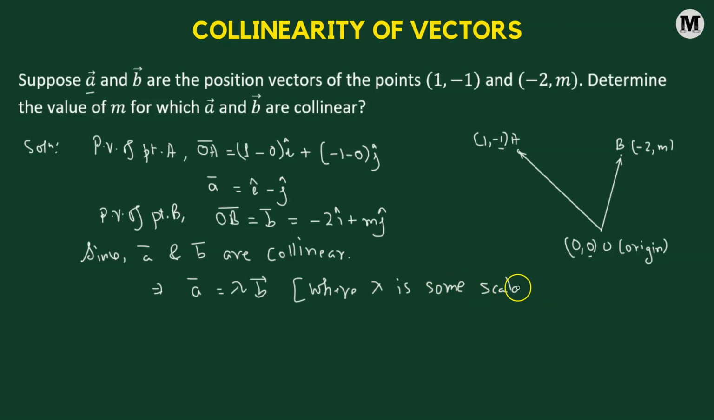We will use the values of the A vector and B vector. So the A vector is i cap minus j cap. This is going to be equal to lambda times the B vector, so that's -2 i cap plus m times j cap. So we have i cap minus j cap equals -2 lambda i cap plus m lambda j cap.